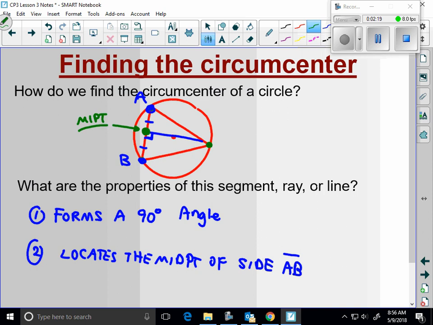So a couple things we need to be able to do today. We need to be able to find a midpoint. And the other thing we need to do is be able to find a perpendicular slope. So let's jump into the next page and look at how we do that.